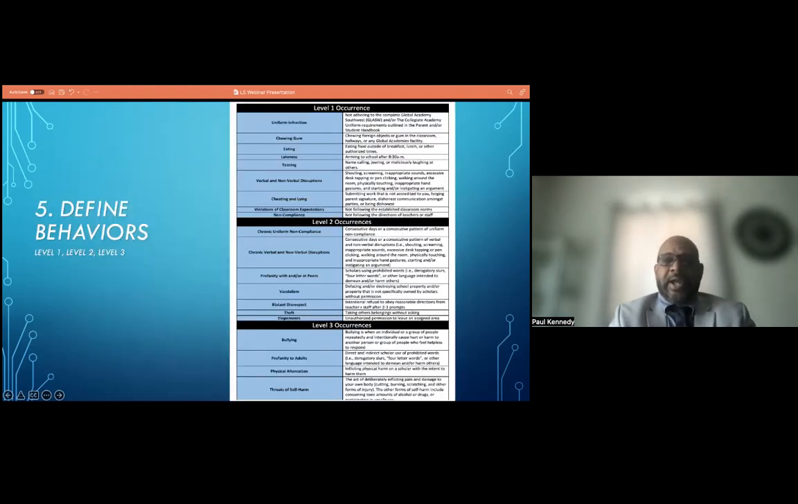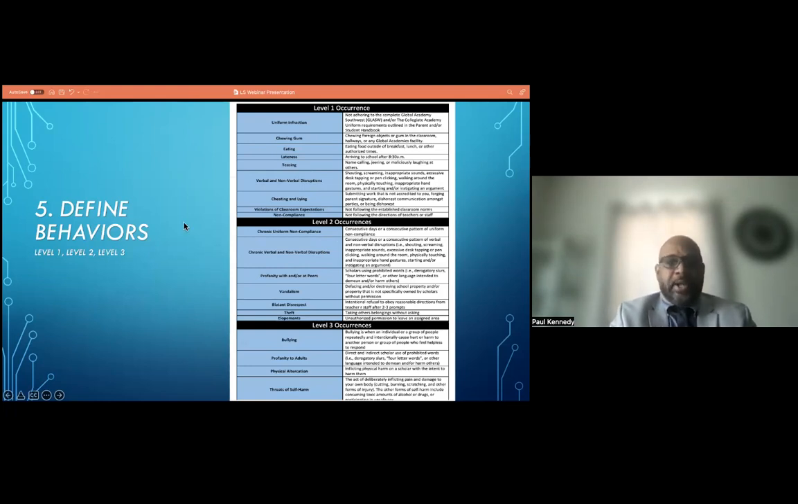And last but not least, we had to define behaviors. So we have each behavior that is a level 1 occurrence, a level 2 occurrence, and a level 3 occurrence. So once again, if somebody in Branching Minds makes it a level 2 occurrence because somebody is eating in your class, we might tell a teacher, hey, we understand how it could be affecting your learning. However, this is probably a level 1 occurrence, and you should document this in Live School. Sometimes we get pushback, most of the time we don't.